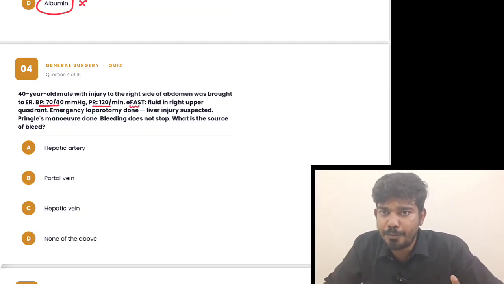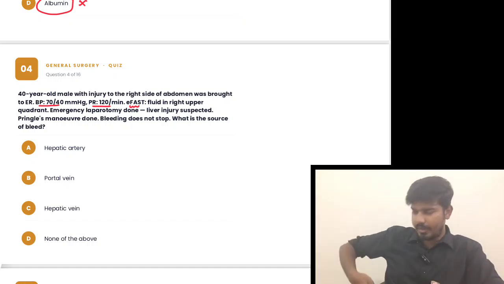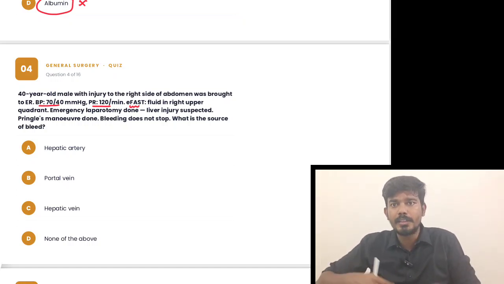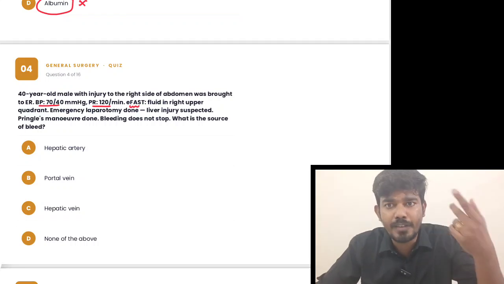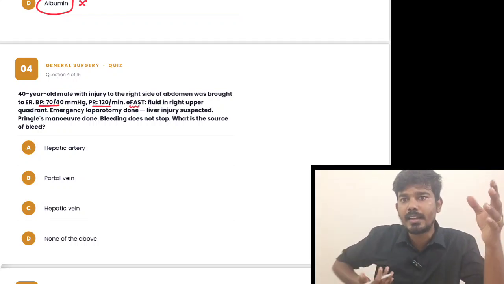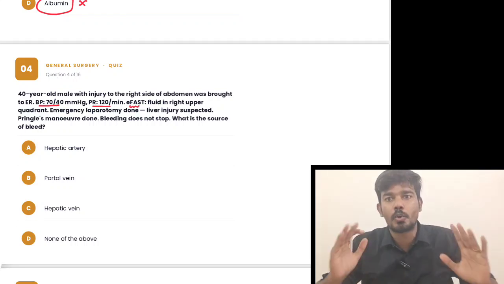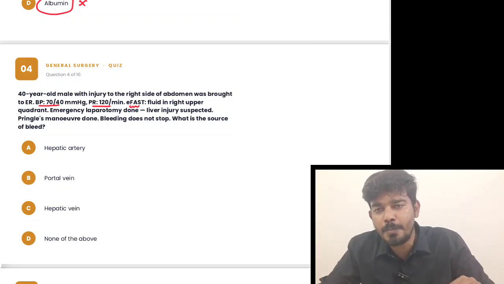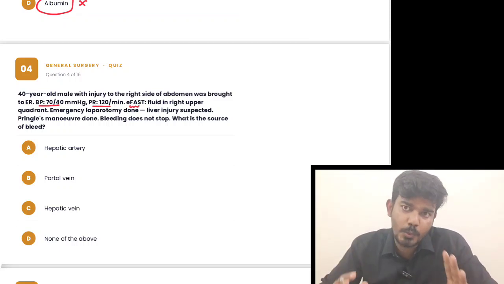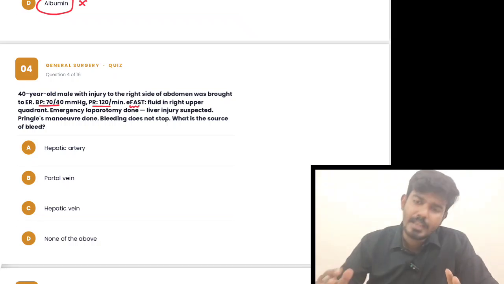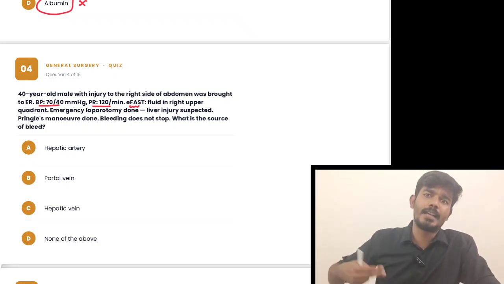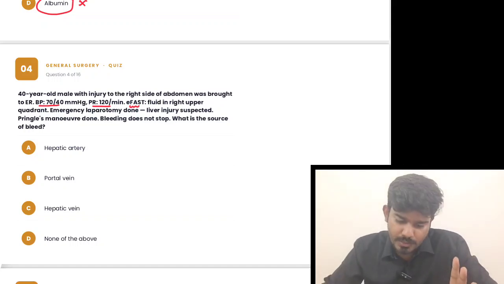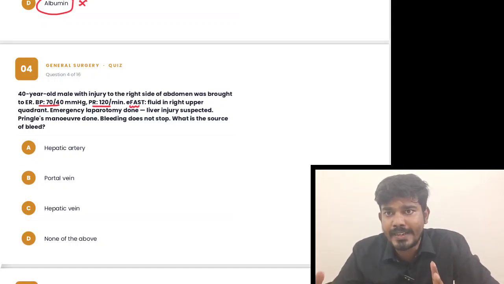E-FAST stands for extended focused assessment sonography for trauma. In FAST they will be seeing the right upper quadrant, left upper quadrant, epigastric region, and then the suprapubic region. In E-FAST they will also be seeing the right anterior and left anterior thoracic cavity. So any hemothorax will be detected in E-FAST. So first we are doing an E-FAST. What is seen in the E-FAST? Fluid in the right upper quadrant. So some injury to the liver or something on that side.